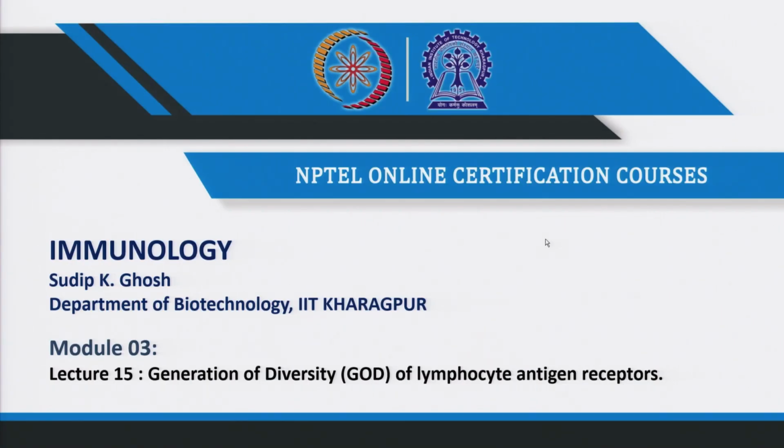Welcome to the next class on generation of diversity of lymphocyte antigen receptors. The initial part is mostly about the antibody or B cell receptor. In the last lecture we ended with the two segments V and J, the heptamer and nonamer, how the loop is formed and deleted, and if the sequence is in the reverse, opposite orientation, how this recombination happens.